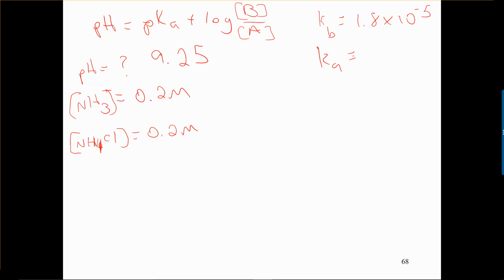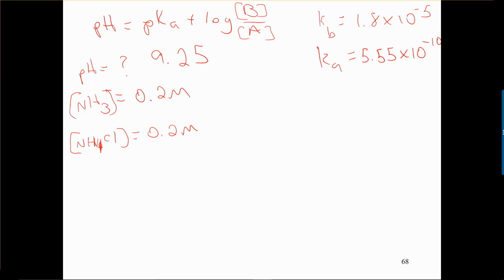Your Ka here would be 5.55 times 10 to the negative 10. That's my Ka. So I take the negative log of 5.55 times 10 to the negative 10, and I get a pH of 9.25. Okay. Now, that's part A of this question.